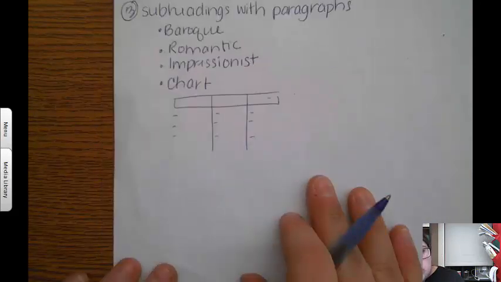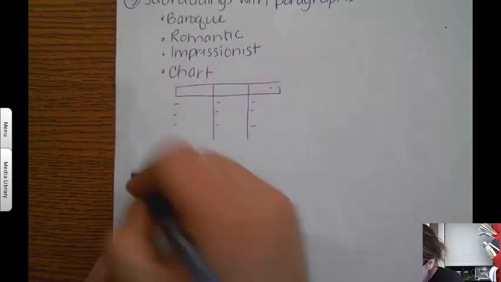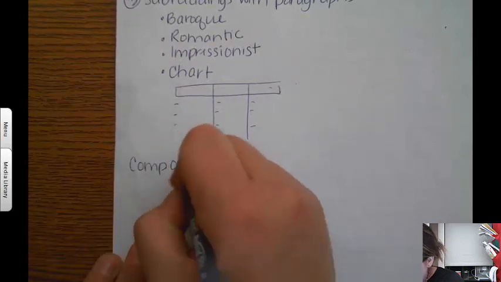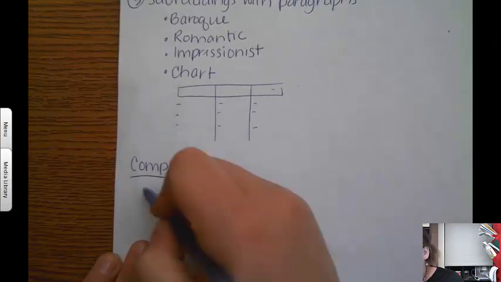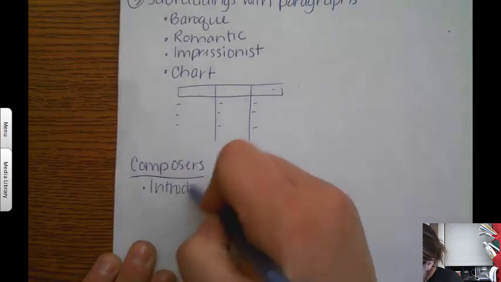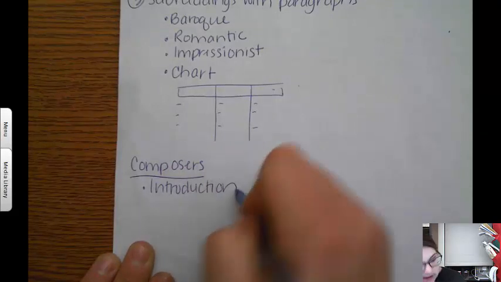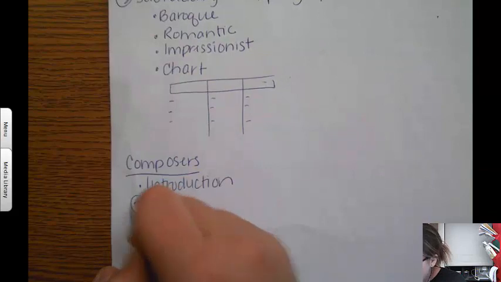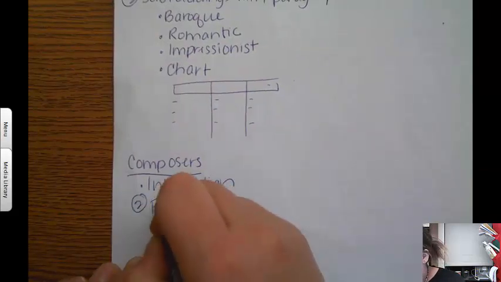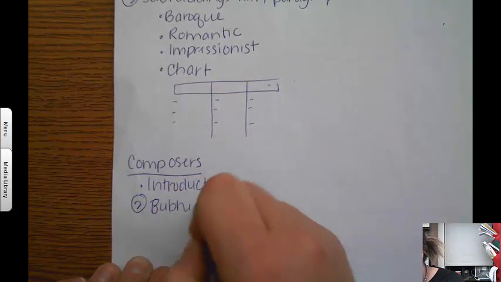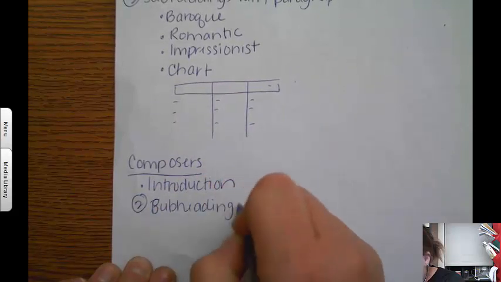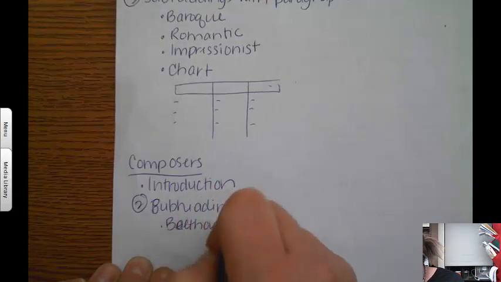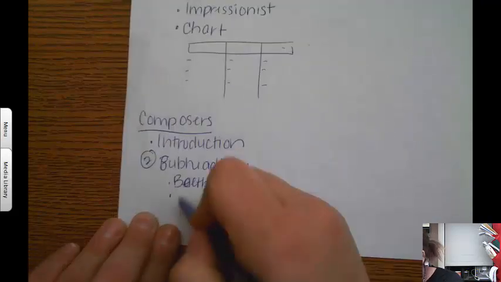I'm going to move on to one more section, and then I'm going to let you write a little bit, but my next heading is going to be composers. I'm going to have an introduction. And then I think I'm just going to stick with 2 composers because I had 3 sections up here. So from my notes, 2 subheadings. I'm going to have Bach, nope, I'm sorry, Beethoven, because that was my research, and I'm going to have Mozart.